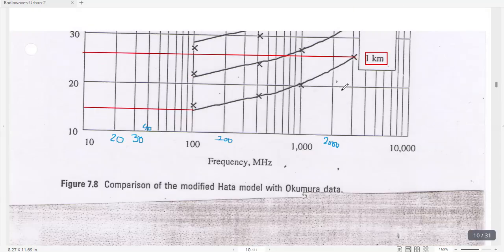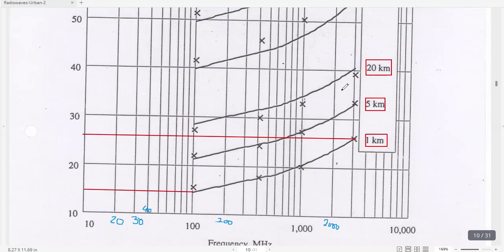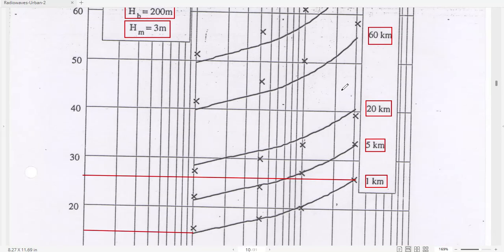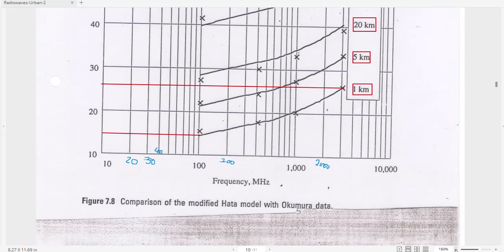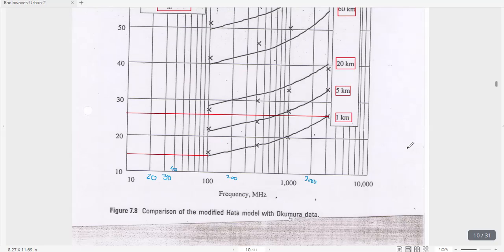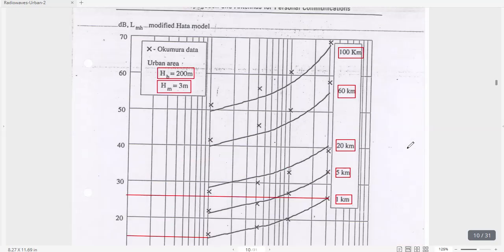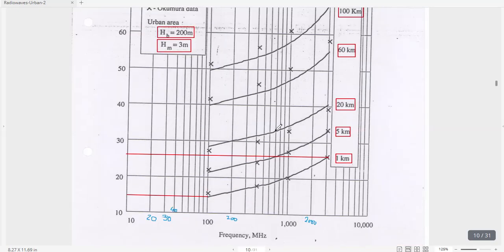Here is the 7.8 curve. The frequency is 1 gigahertz, which is 1000 megahertz. We make this. The frequency is 1 gigahertz.